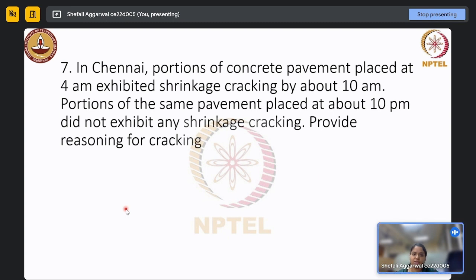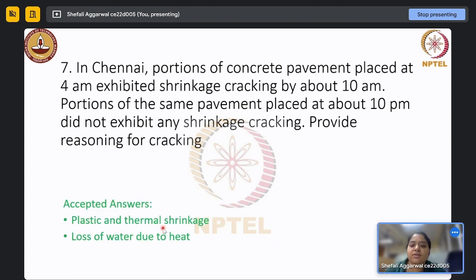Anybody else who wants to guess the reason? Okay, what type of shrinkage cracking will it be? What type of shrinkage will it be? Plastic shrinkage. Very good. It can be due to plastic shrinkage as well as thermal shrinkage.